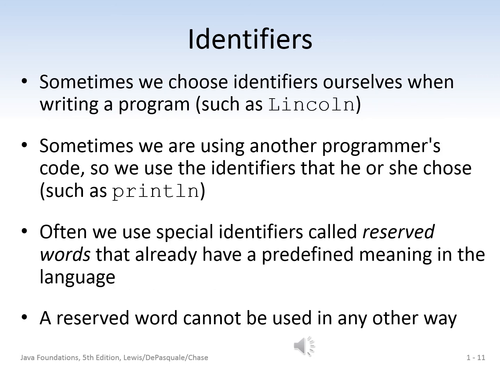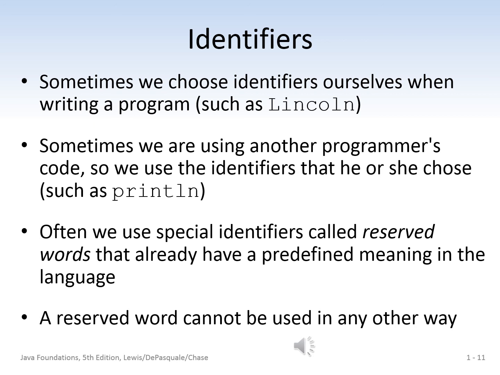Sometimes we create or choose the names of identifiers when writing a program. And sometimes we're using another programmer's code, so we have to use the identifiers that that programmer chose. An example would be println.